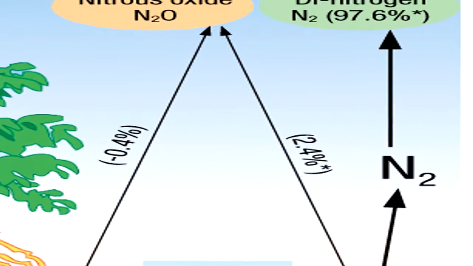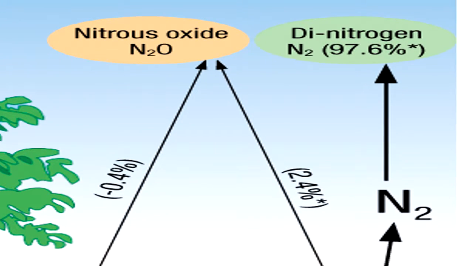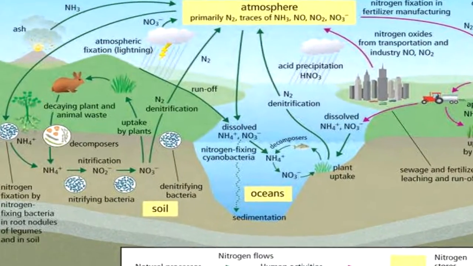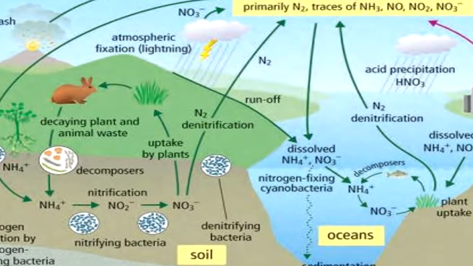Denitrification involves certain bacteria known as denitrifying bacteria. Denitrifying bacteria convert nitrate back into nitrogen gas. How is nitrogen removed from the ecosystem?